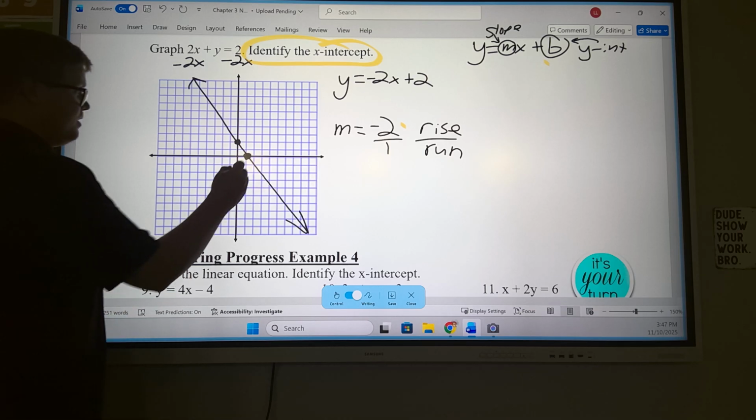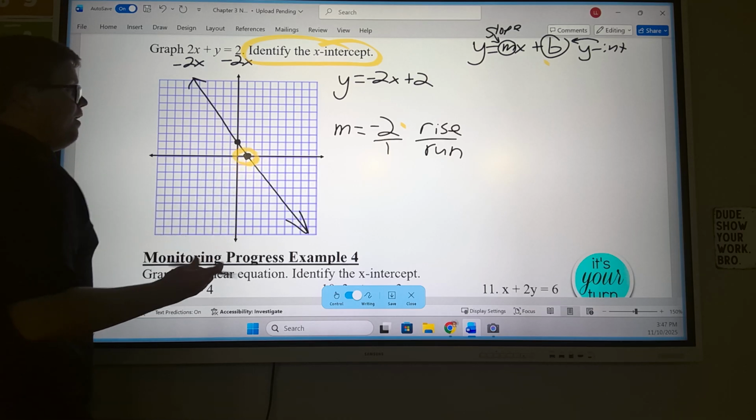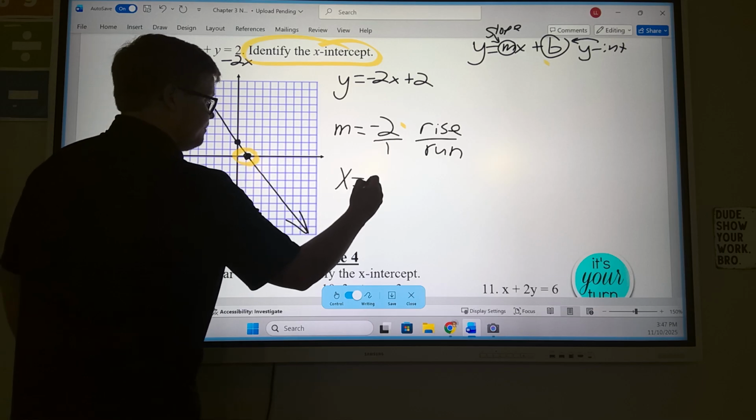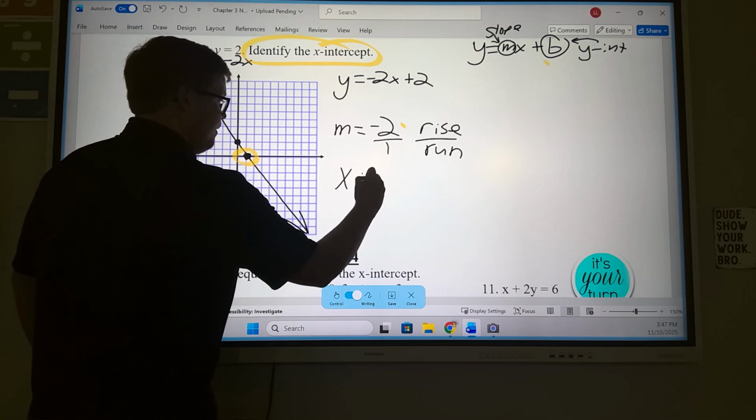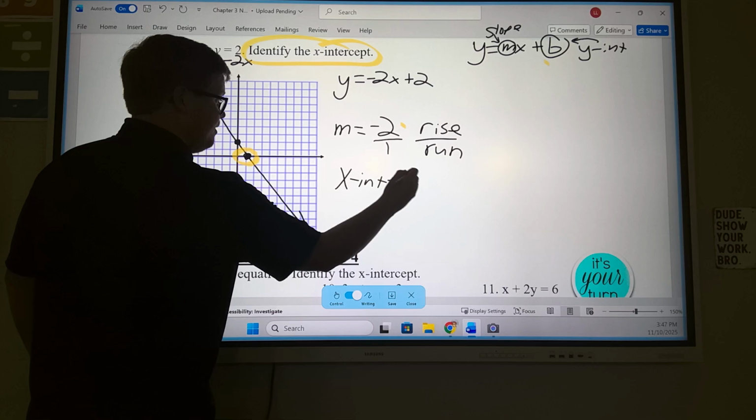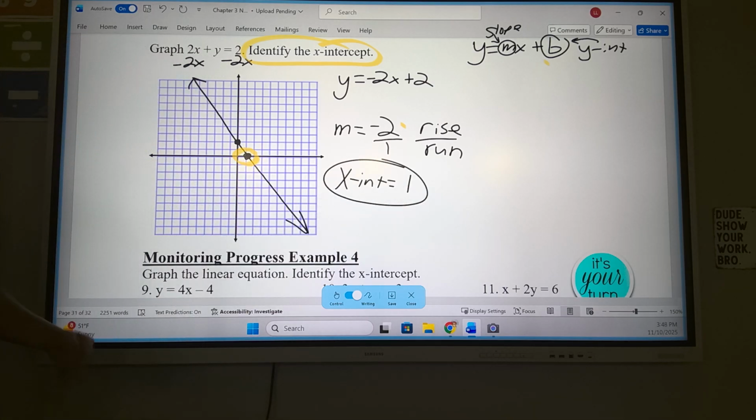It looks like it crosses the x-axis right about there. Our x-intercept is a positive 1. So that's how you convert from standard form to slope-intercept form, and then graph it.